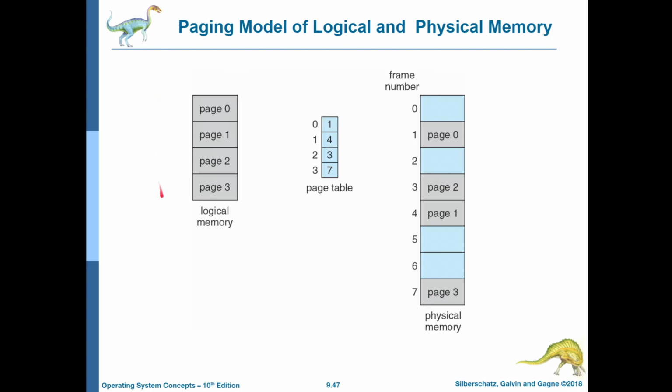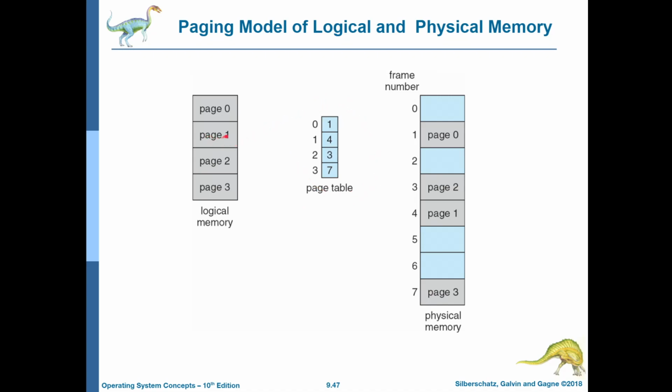Another example here, logical memory is divided up into pages. Note that the page numbers are sequential. At least from the CPU's point of view, everything is a contiguous memory address space. There are no breaks here. Now, a page table is also created and associated with that particular process.